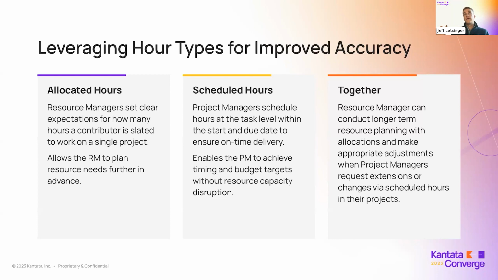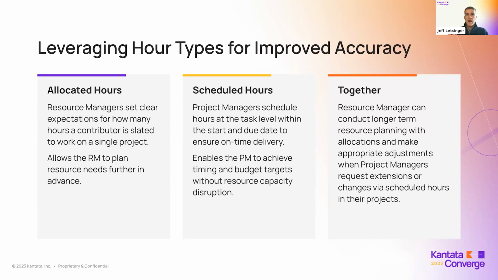But at a high level here, we have several different hour types that allow you to stay at a high project level. That's our allocated hours. Or drill down into the task level and actually schedule people's time for deliverables on projects. And that's our scheduled hours. So allocated hours, oftentimes we see resource managers leverage allocated hours that help set clear expectations for how many hours a contributor is slated to work on a single project. This allows the RMs to plan further out in advance.